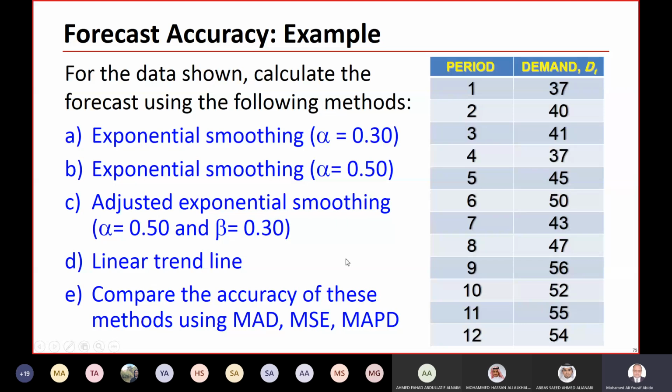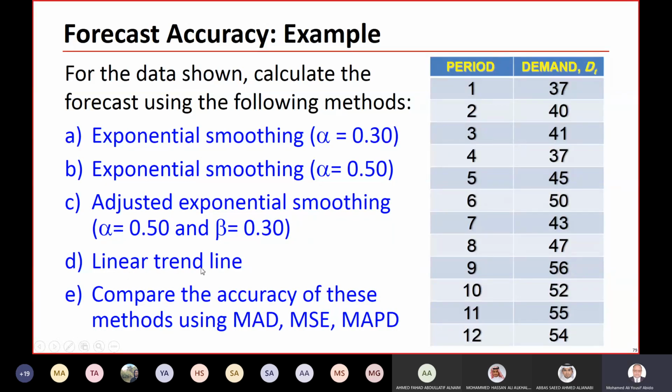Okay, so this is an example. For the data shown, calculate the forecast using the following methods. First method, exponential smoothing with alpha equal to 0.3. Second, alpha equal to 0.5, exponential smoothing also. And then calculate the forecast using adjusted exponential smoothing with alpha equal to this and beta equal to 0.3. Using the linear trend line. These are four methods here you need to compare.